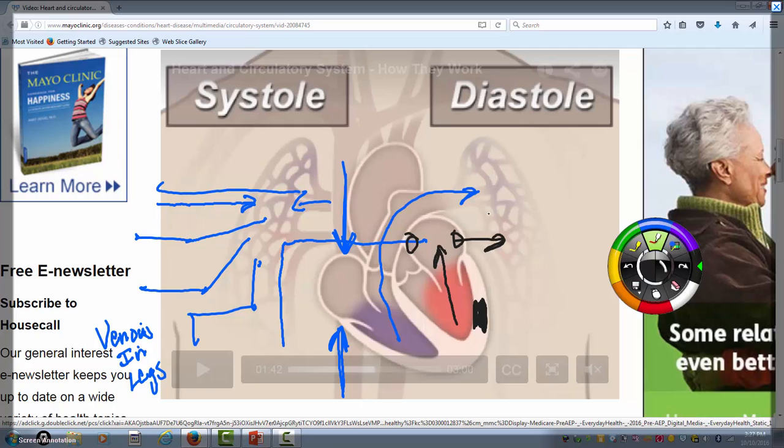One of the questions that physicians will ask is, how many pillows do you have to sleep with? As the CHF gets worse and worse, the person will say, I have to sleep with 1, 2, 3, to the point where the CHF is so bad they can't sleep in bed anymore. They end up sleeping in a recliner. So that's the pathophysiology of congestive heart failure. I hope it helped.